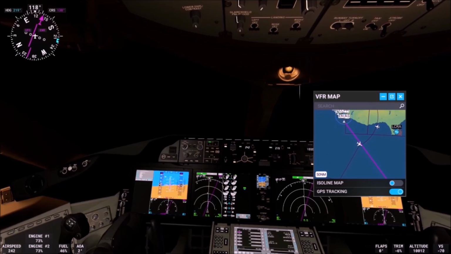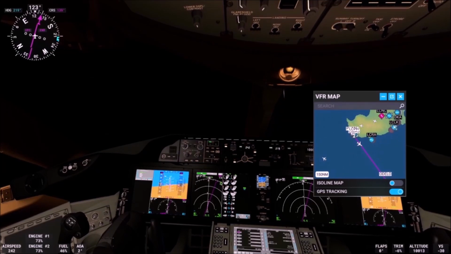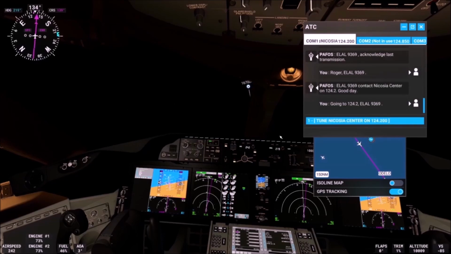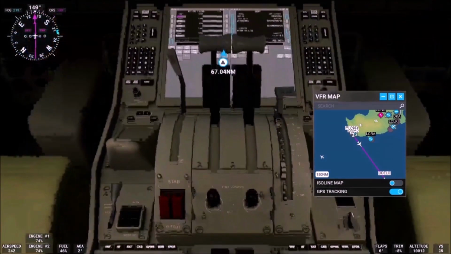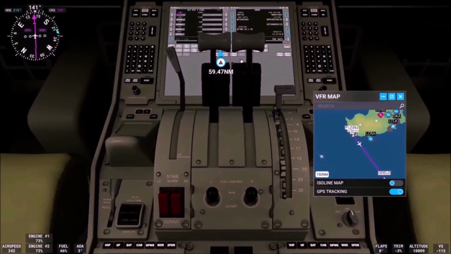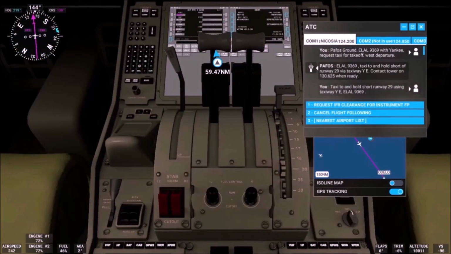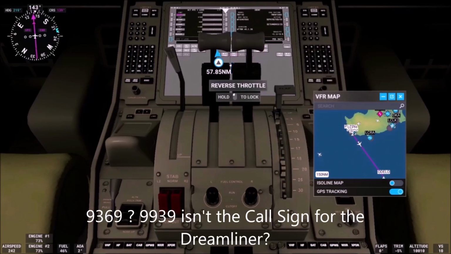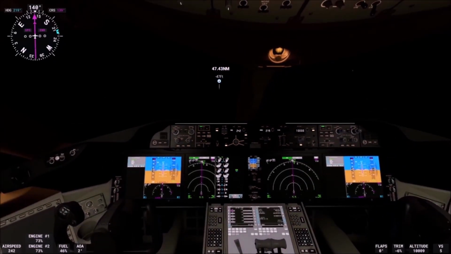This is where we go. Roger, ELAL, Niner Tree, 6-9er. And also ELAL, Niner Tree, 6-9er, contact Nicosia Center on 124.2. Okay, we follow ELAL, our route. Niner Tree, 6-9er. Nicosia Center, ELAL, Niner Tree, 6-9er, 10,000 feet. There are some waypoints. ELAL, Niner Tree, 6-9er, Nicosia Center, altimeter 29.87. Continue as planned. Nicosia Center, ELAL, Niner Tree, 6-9er, IFR to Ben Gurion, request 10,000 feet. Descend and maintain 10,000 feet, ELAL, Niner Tree, 6-9er.